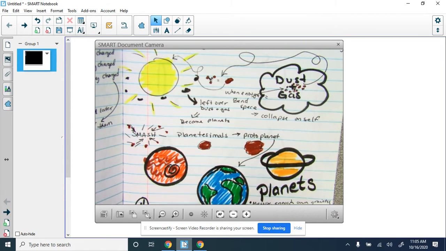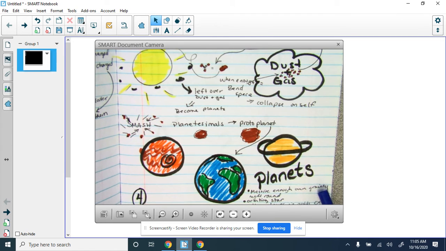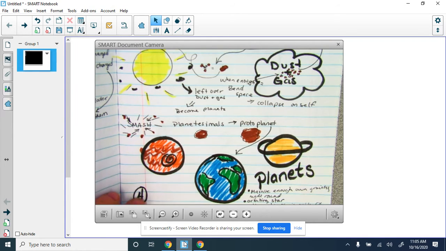So the planets have to fit certain criteria. They have to be massive enough to make its own gravity, make it round. They have to be orbiting a star, and there cannot be any other clumps in the path. If there's more clumps in the path, they will collide and add to that planet's mass.